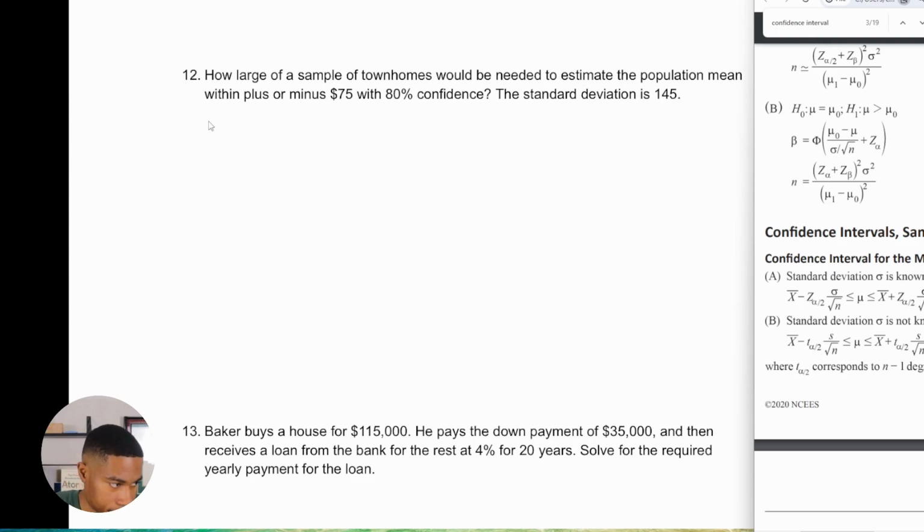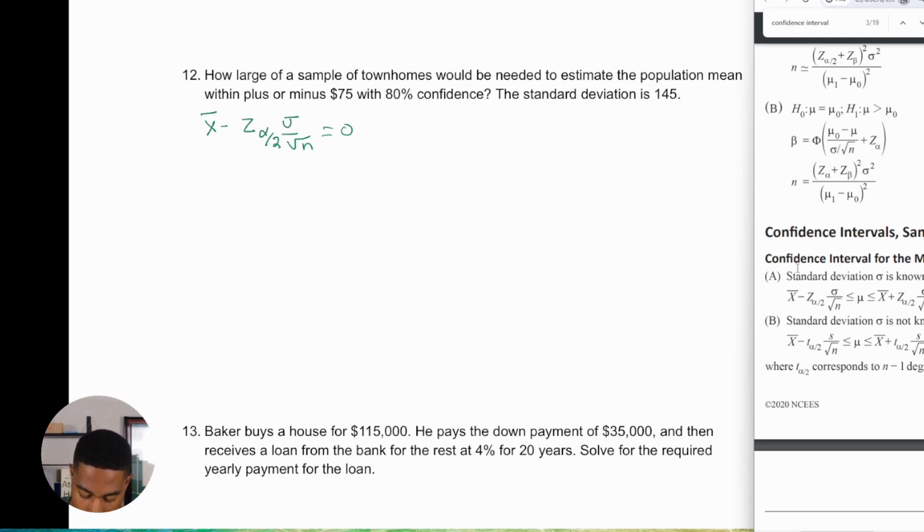So we're going to say that x bar is equal to x bar minus my z alpha over 2 times my standard deviation over the square root of n. Right? Okay. So we're trying to find that particular bound. And so we know, so what does it say? This is equal to 0.